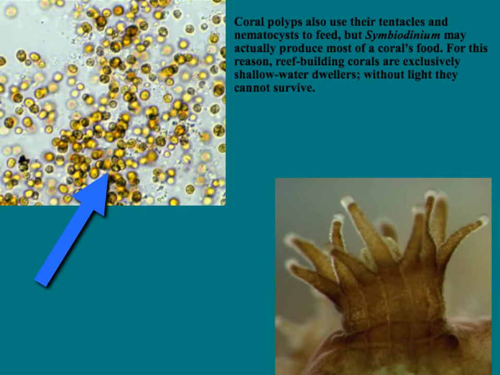Their input, the sugars that are produced in the photosynthetic process, are so important for the corals that they are the difference between the coral living and the coral dying. Because remember, corals live in a relatively barren ecosystem in terms of amount of nutrients in the water, and therefore these symbiotic algae are the reason that coral reefs and the entire coral reef ecosystem can exist.